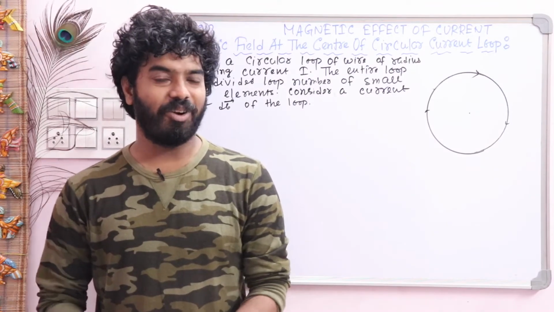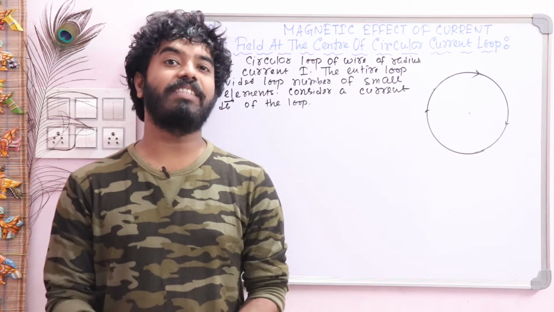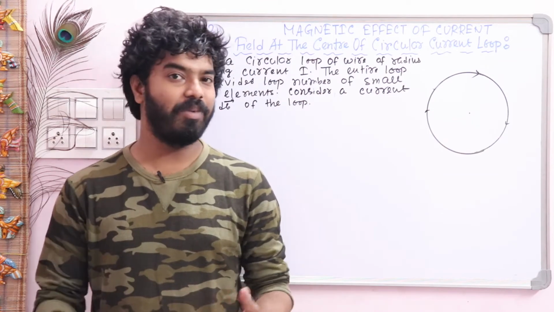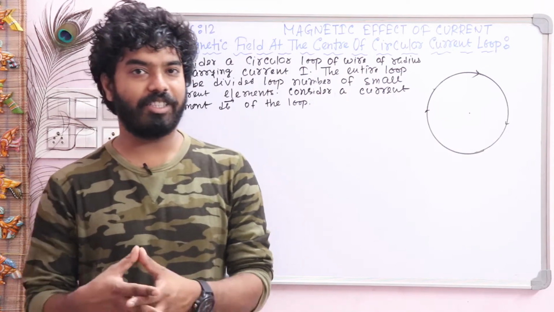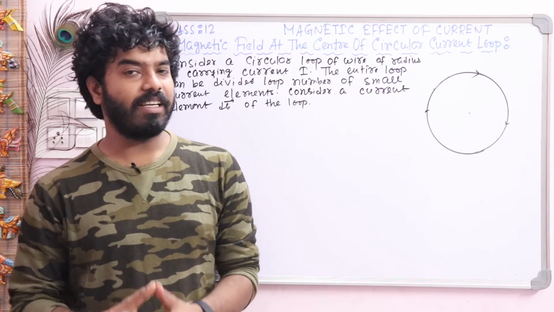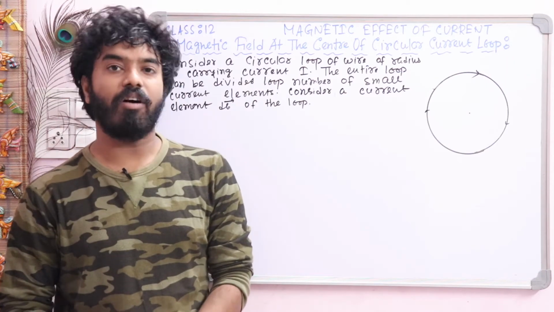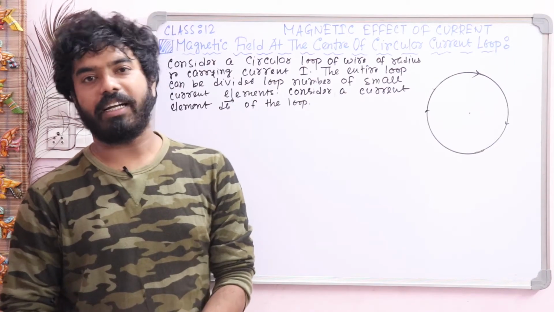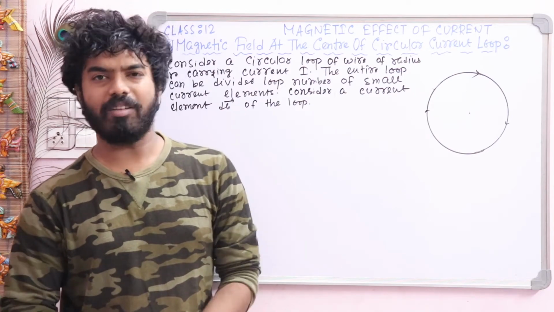And we already derived the expression of magnetic field due to a straight current carrying conductor with the help of Biot-Savart law. Now today we will derive, this is our lecture number 3 for your magnetic effect of current chapter, and in this lecture we will derive the expression of magnetic field at the center of a circular current carrying loop. And this one is also derived with the help of Biot-Savart law.